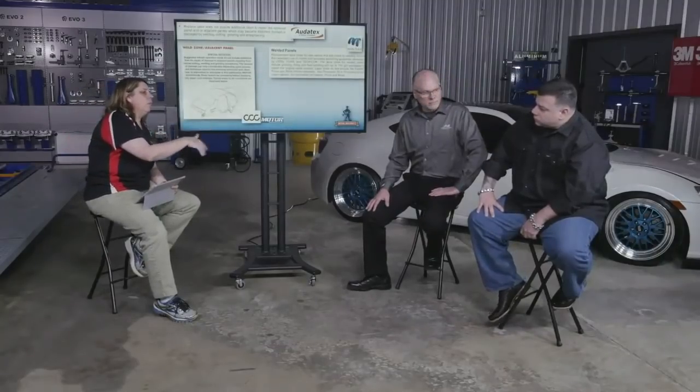And the first thing we're going to start off with is weld zone and adjacent panel damage. Larry, you and I talk about this one often when we're meeting with people. Walk us through it and talk to us about what it is and then how we're commonly missing it or misinterpreting it on our estimates.